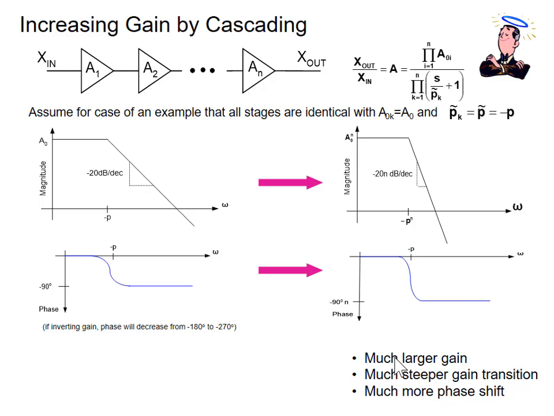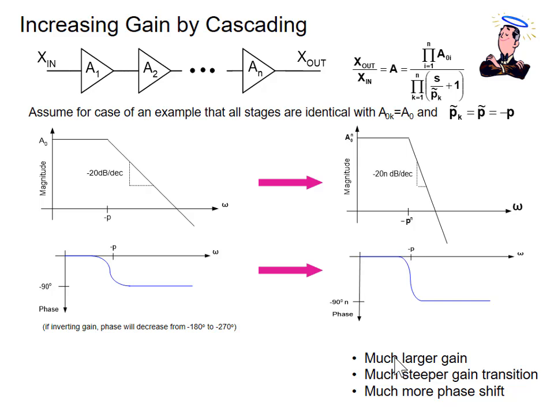If you look at the magnitude of the gain, each of the stages rolls off at 20 dB per decade. That's what happens if you have a single pole amplifier, and the phase shifts 45 degrees at the pole and moves down to 90 degrees. If you cascade a number of stages together, the gain falls off at 20n dB per decade, and the phase shifts to minus 90n, where n is the number of stages in that structure. That still looks pretty nice.